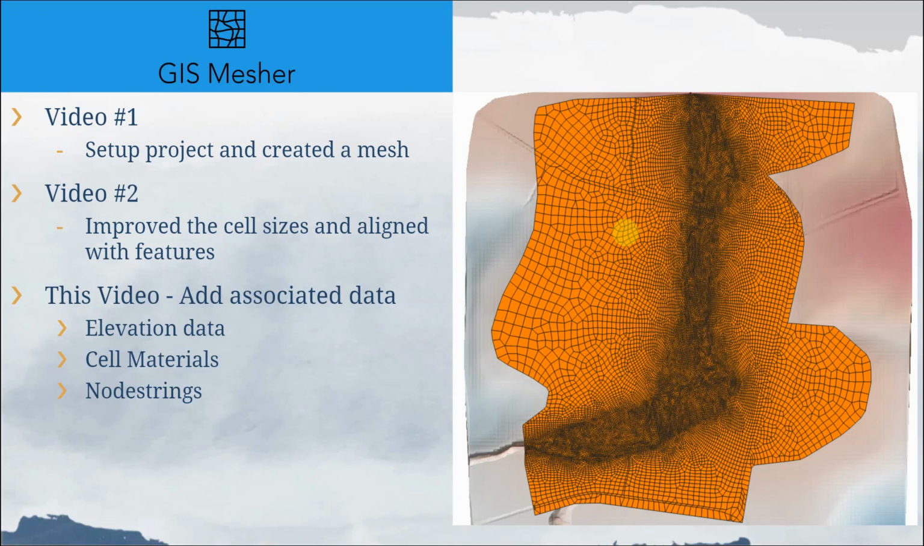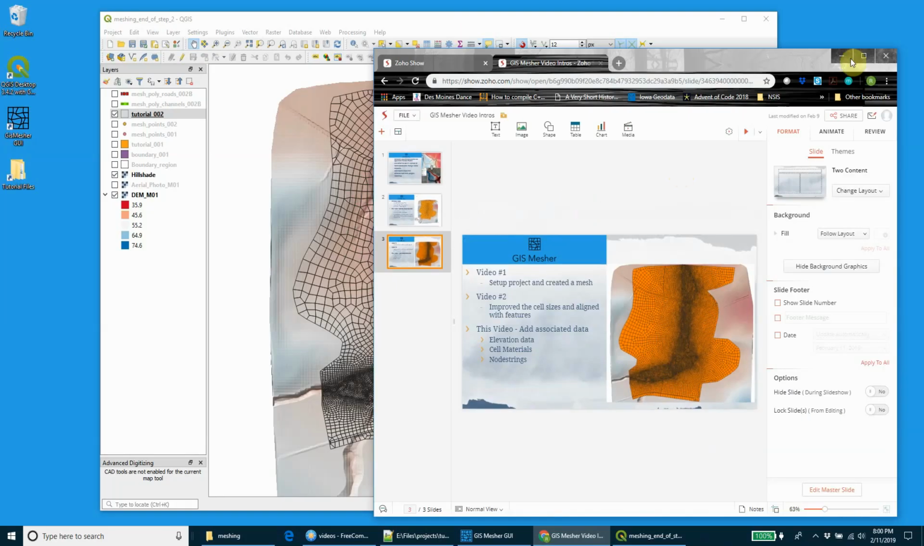So we're going to talk about elevation data and how we can define that, and how we define materials that are used to define the surface roughness, which would typically be associated with the Manning's N value. And then also learn how to define node strings. Node strings are used for boundary conditions and also to measure flux across the line or other things where we want to be able to identify a linear feature. So let's go ahead and get started.